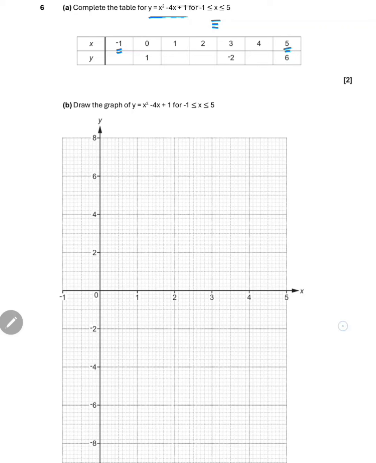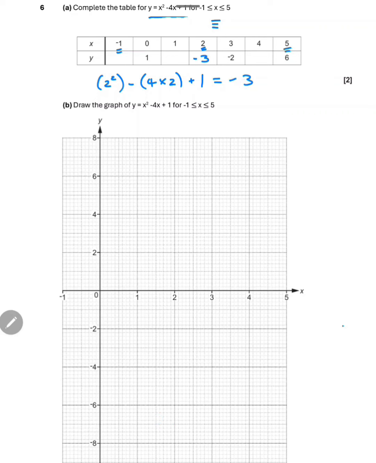So this is calculator work. I'm just going to pick one number and show you how I'd put that into a calculator. So let's say x equals 2. In my calculator, I'm using brackets. I'm going to put 2 squared. That's the x squared bit. Then I'm going to take away 4 times 2. That's the 4x bit. And then I'm going to add 1. And that's how I'm putting it into a calculator. And we get minus 3. So minus 3 goes there.